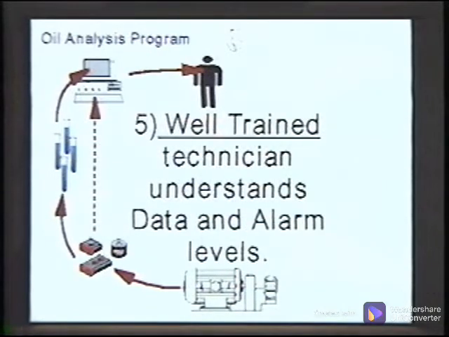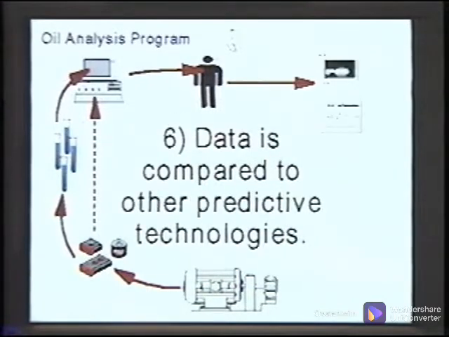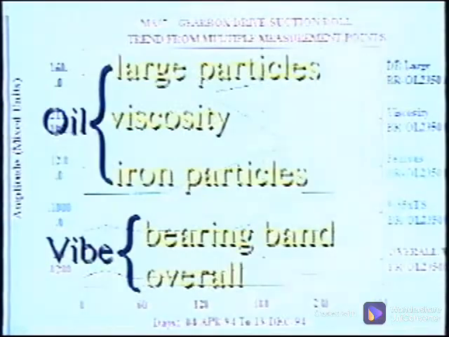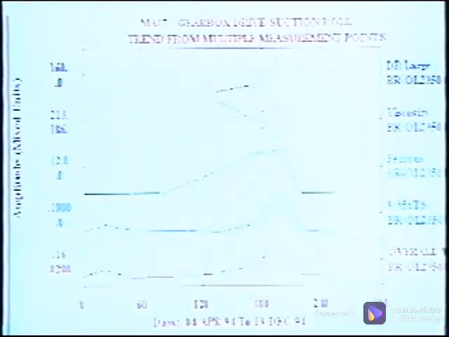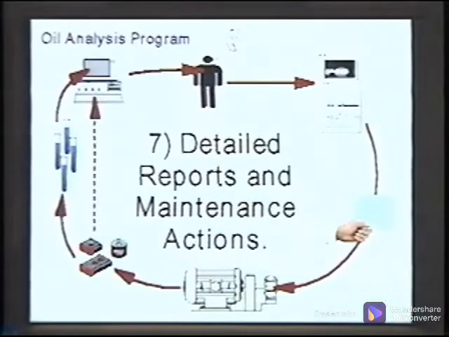The next step is most often ignored or overlooked, possibly due to inadequate training. Compare the results and trends with complementary predictive technologies. Comparing trends of vibration data of bearing frequencies, for instance, along with trends of iron in the oil, viscosity, and large particles can confirm the bearing condition. If temperature data is available, its trend could also provide useful information. Based on these findings, schedule any necessary maintenance and generate management reports.